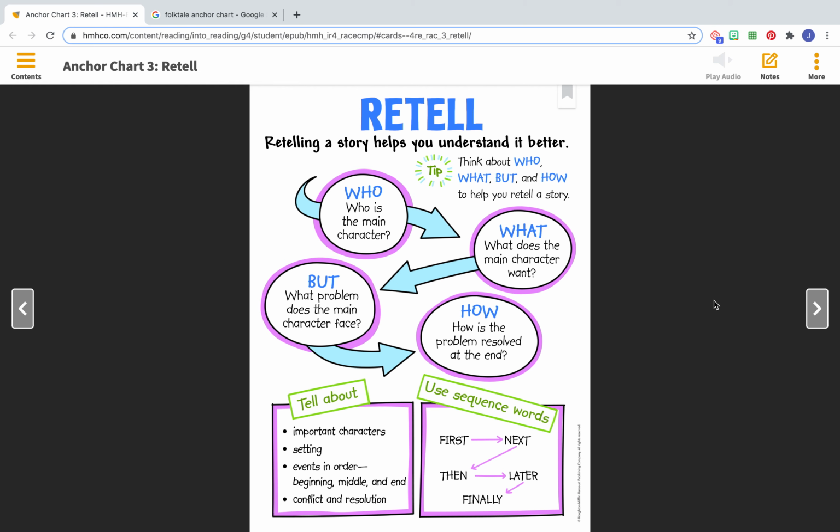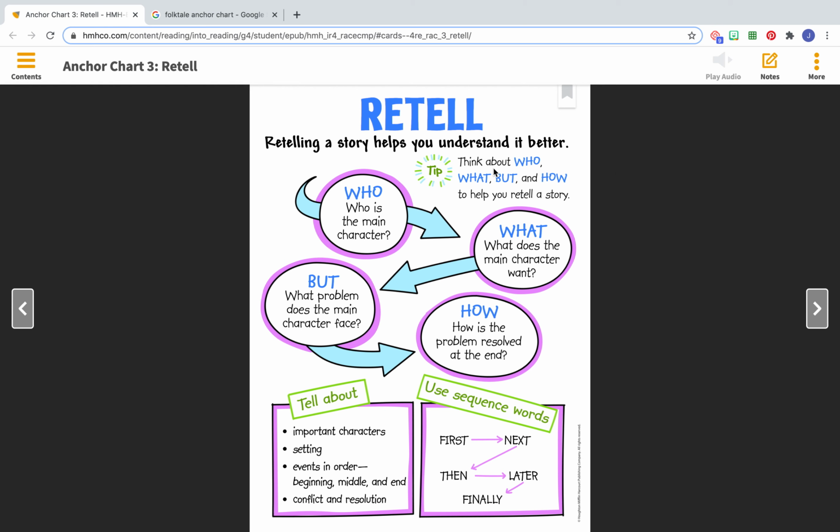So let's look at this anchor chart, and you should have a copy of this anchor chart somewhere in your printed papers for the week. Whenever you are retelling a story, you need to include information about the important characters and the setting. You also need to tell the events in chronological order. That means the order that they happen. And describe the conflict and the resolution. That means the problem and the solution. The problem and how it was solved.